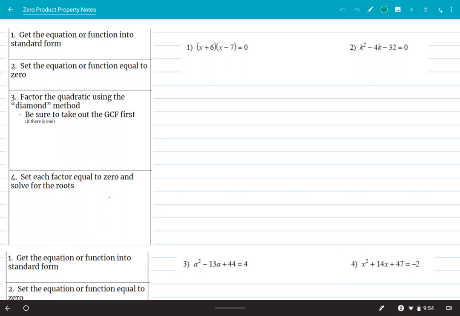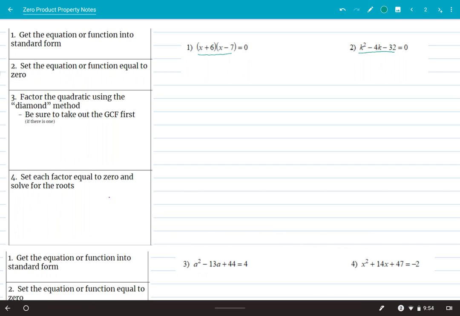Good morning. We are going to be working on zero product property. These are your notes. Zero product property is a continuation of last week's assignment from factoring. If you remember factoring last week, all we did was take something like the problem in number 2 and put it into parentheses like problem number 1. Well, this week we are going to go one step further, okay?